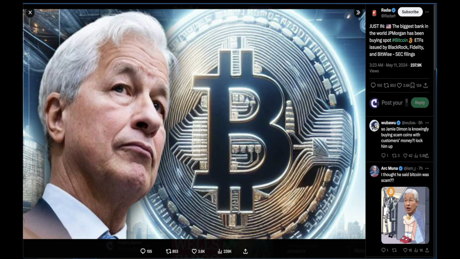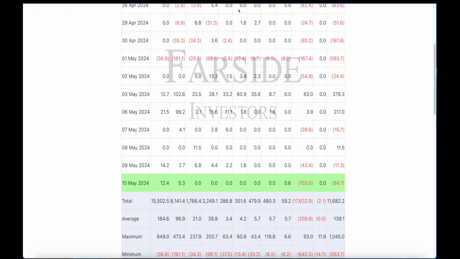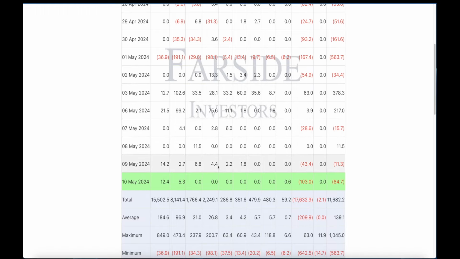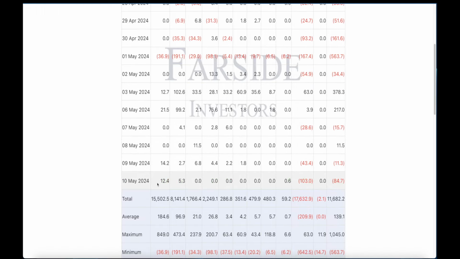So now, just in, the biggest bank in the world, JP Morgan, has been buying spot Bitcoin ETFs issued by BlackRock, Fidelity and Bitwise. So guys, that is big. And now actually speaking about ETFs, let's have a look at what is happening here. As of yesterday, 10th of May, we are sitting on outflows of 84.7 million USD.